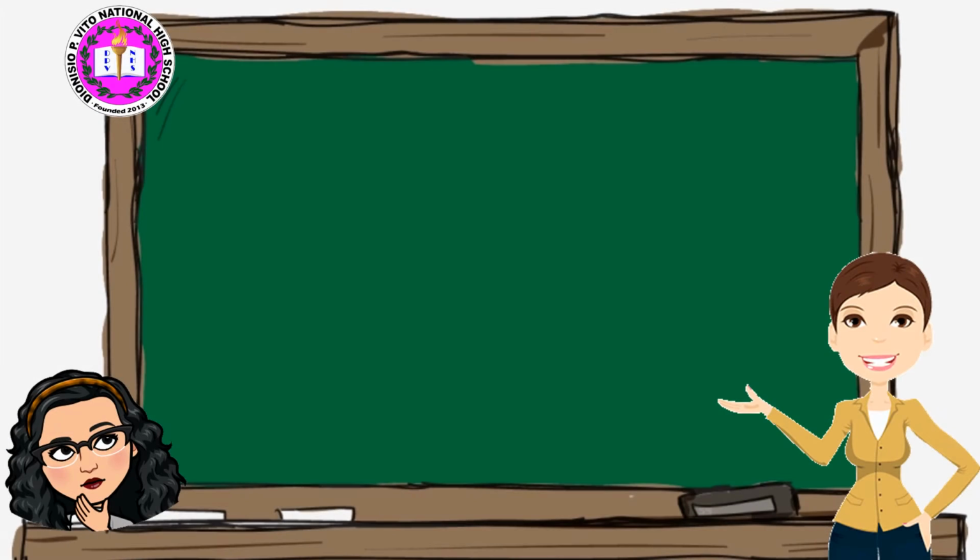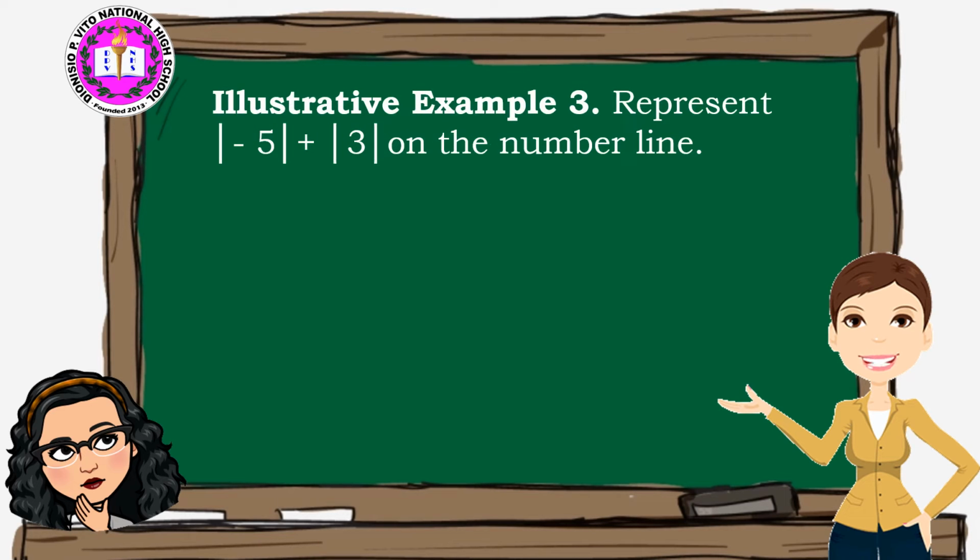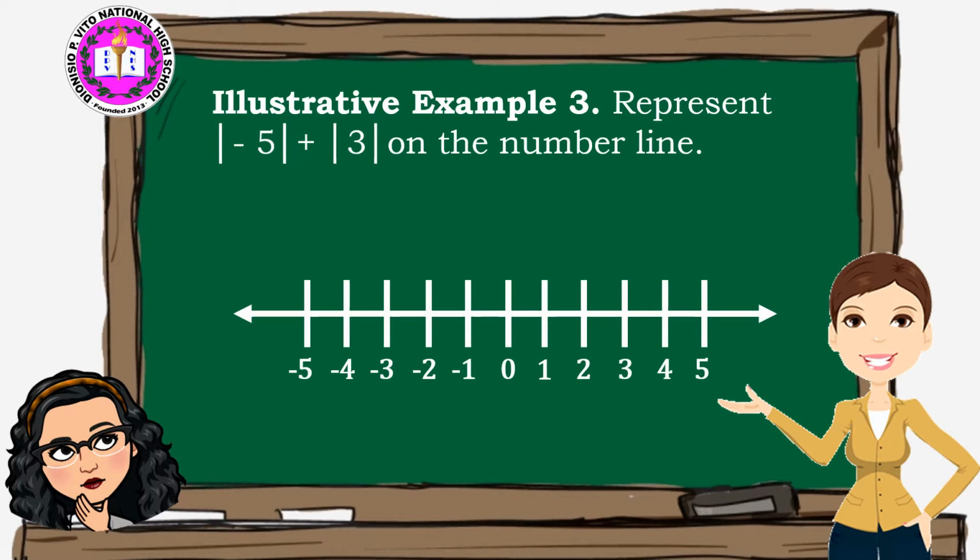Let's have our third example. Represent absolute value of negative 5 plus absolute value of positive 3 on the number line. First, let's have our number line. So first, we have negative 5, which is absolute value of negative 5. So we're going to begin from 0 to negative 5, then 0 to positive 3. We're going to add that. So we have this representation on the number line.